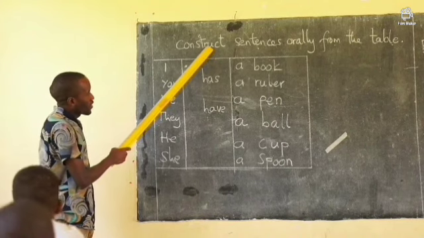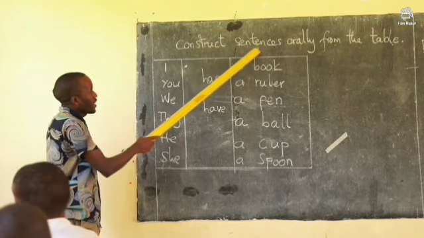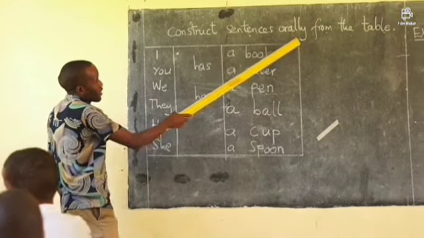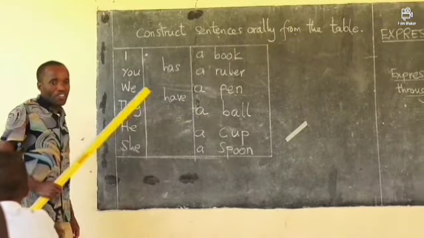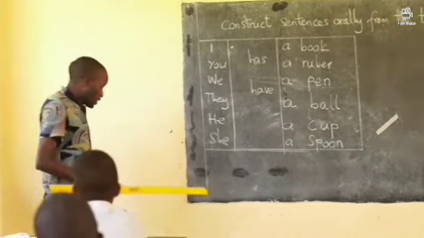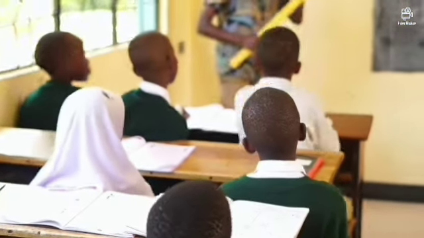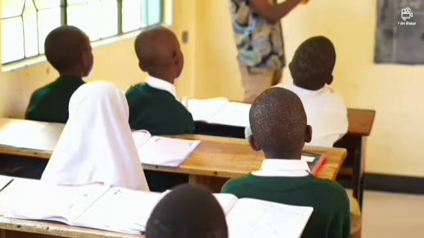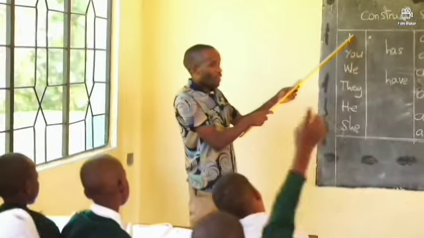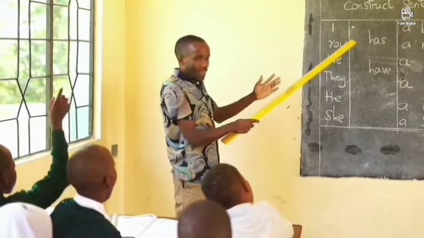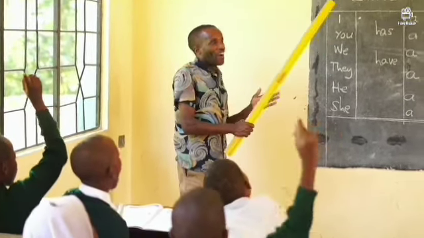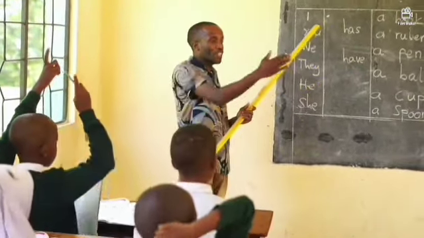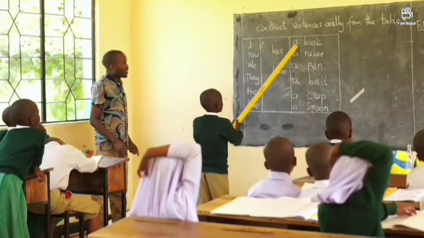Being here, constructive sentences. From the table, I am going to begin. I can make my own sentence, for example, I have a book.